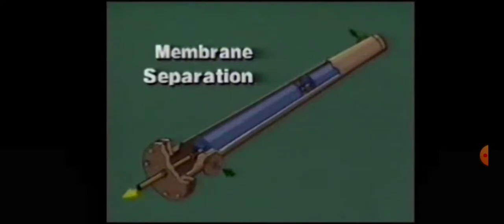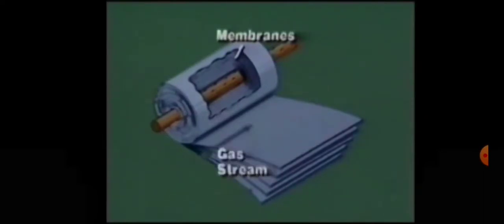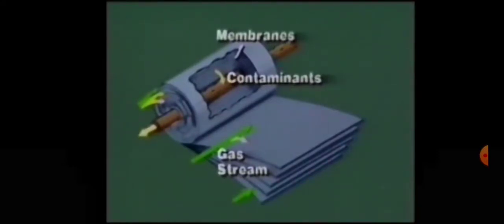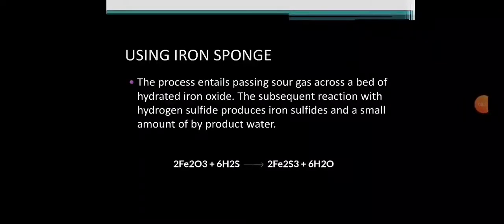Now a video depicting membrane separation. So here we have membranes. Now gas will pass through it and all the contaminants will be separated out and we will obtain our natural gas which is free from all the acidic contents.